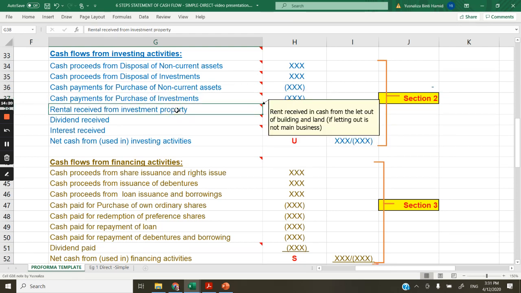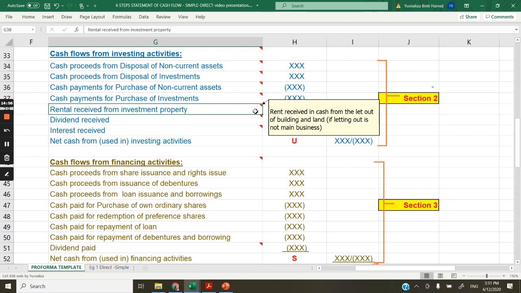You may come across another one, which is quite common. If you have rental that you receive from your property, which is your investment property. Let's say you have your building or your land and you have it being rented out, and that is not your main business. Your main business is not to rent out the building or land, but you do have investment property, so you try to generate the economic benefits or future income by having the building or the land being rented out.